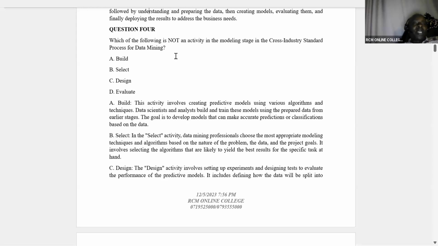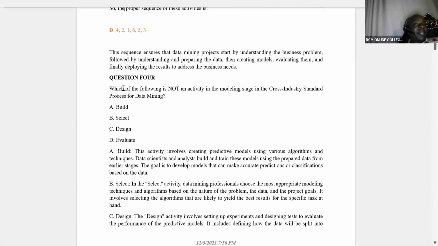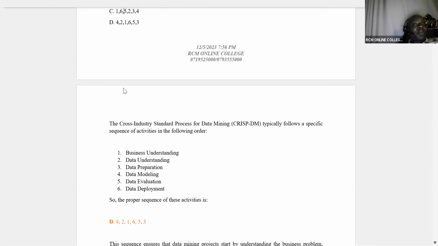So in a modeling stage, ladies and gentlemen, of course, we shall be building. In a modeling stage, especially with those many algorithms, we shall be making selections. We shall be doing the design. What we don't do here is the evaluation, because evaluation is a different step, a different stage. In terms of the CRISP model, you can see here modeling and evaluation are 2 different steps.